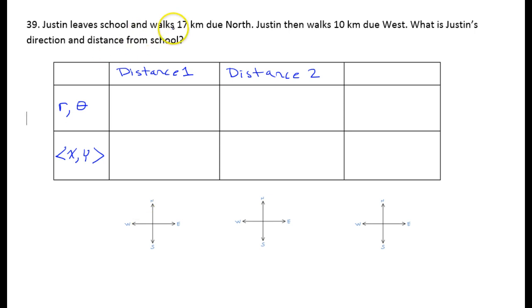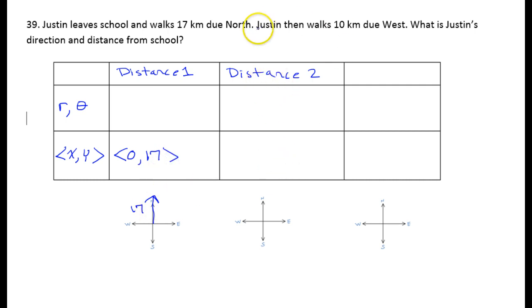So the first distance is 17 kilometers due north. So that's 17 kilometers north, like that. We can write the component form for that. There is no horizontal component, so I'm just going to put 0. And the vertical component is positive 17 because north.